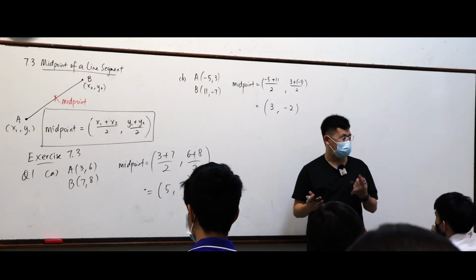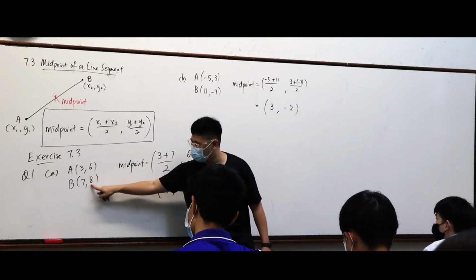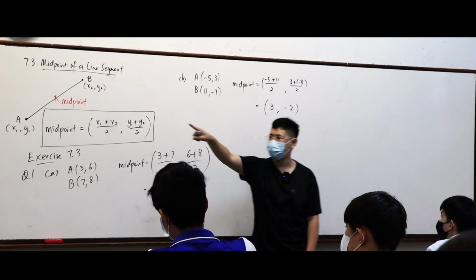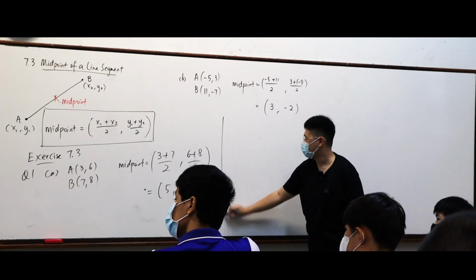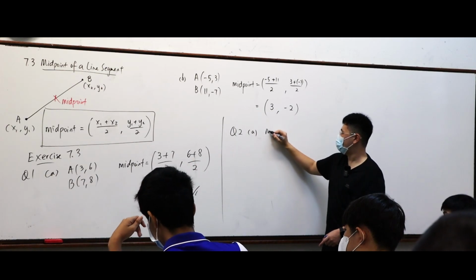So now we look at the reverse case. Let's say they give you the midpoint, but you have an unknown in the coordinate, what should we do? So this will be for question 2, part A. We've got M and N.